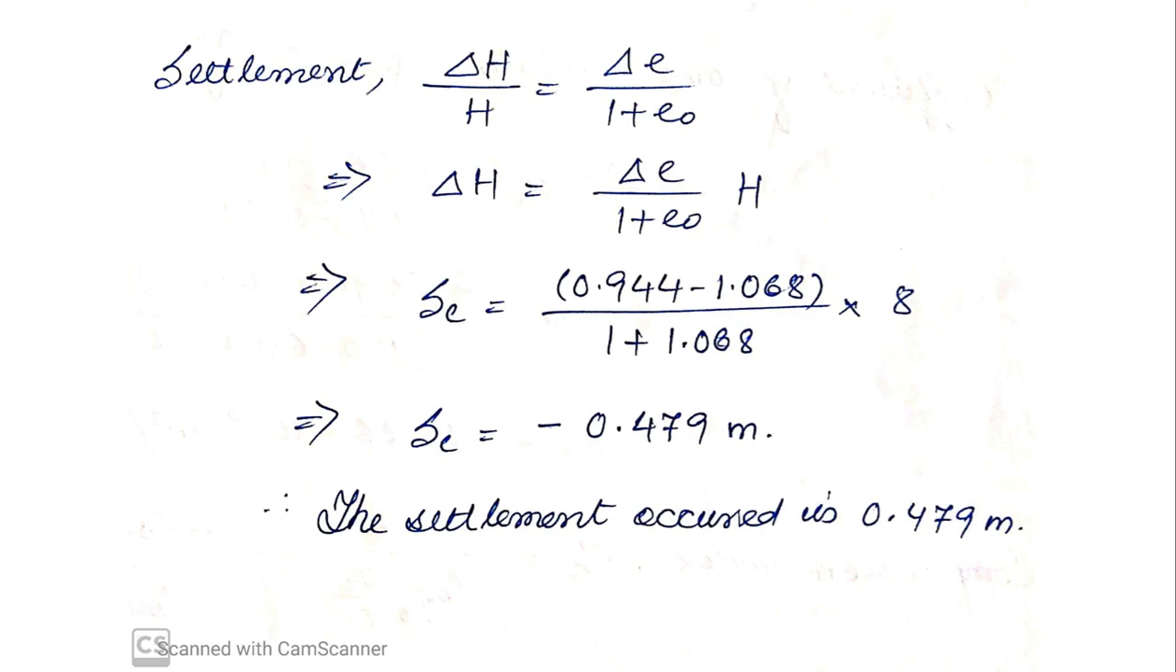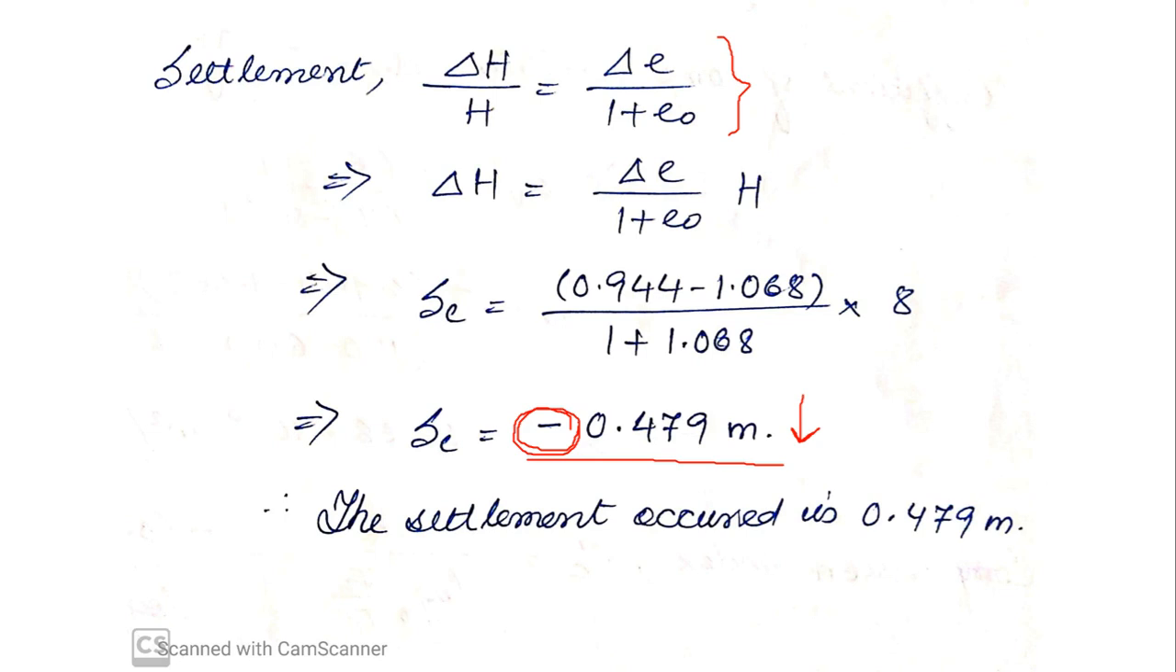Now settlement of the soil can also be calculated by using this basic equation. If you calculate the settlement, ultimately you will find that the value turns out to be negative. So is my answer wrong? Definitely not. Here the negative sign says that the settlement of the soil is occurring in the downward direction. The negative sign is signifying the downward settlement of the soil.